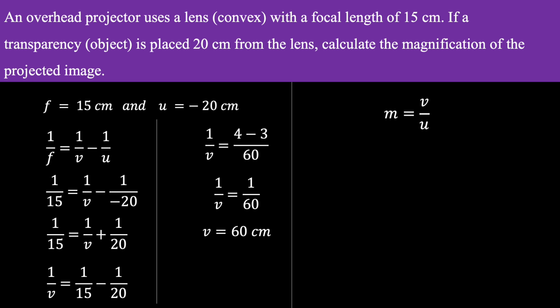M is equal to V divided by U. Image distance divided by object distance. Image distance V is 60 centimeters divided by object distance, which is minus 20 centimeters. Therefore M is equal to minus 3. Image is inverted, therefore real, and since M is greater than 1, we will say that the image is magnified.